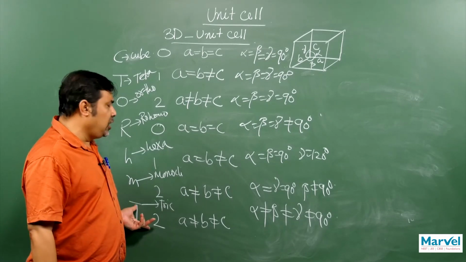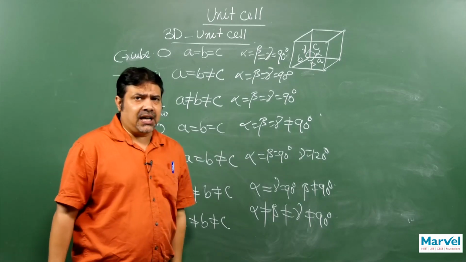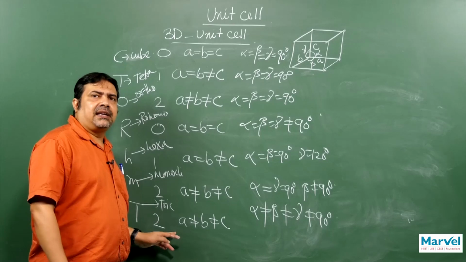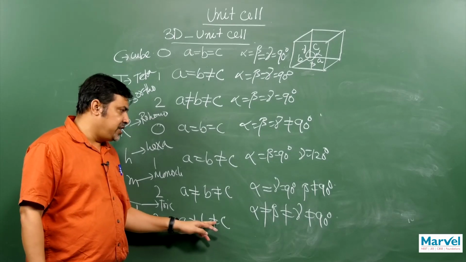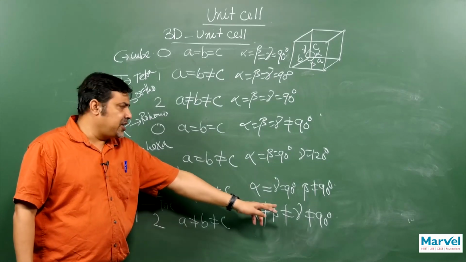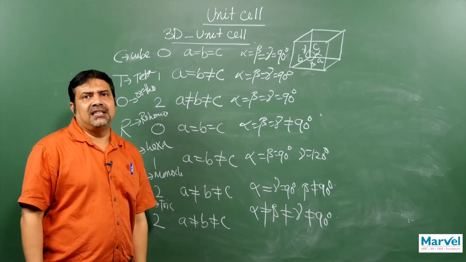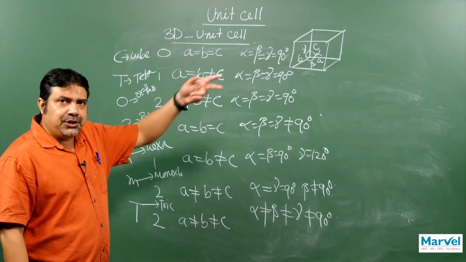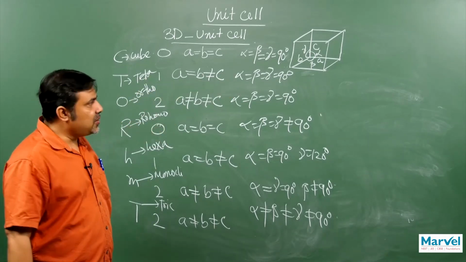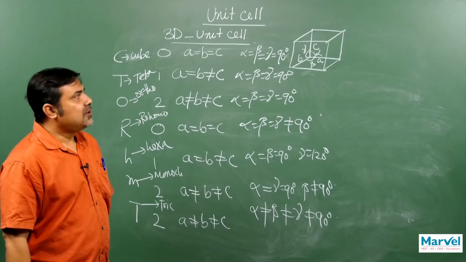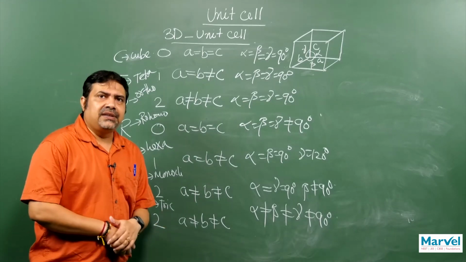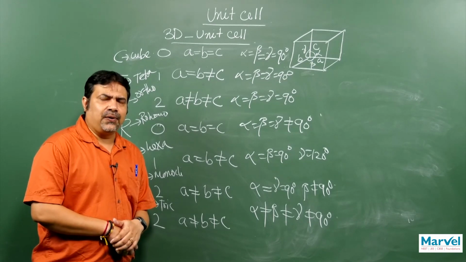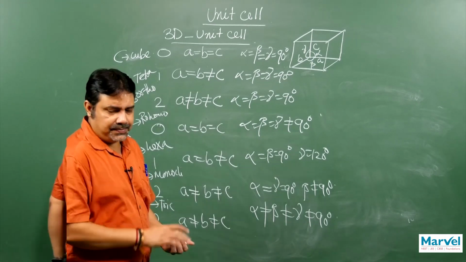And now if they ask which one is the most unsymmetrical? Triclinic. There is no similarity there. A not equals B, B not equals C, and alpha not equals beta not equals gamma, not equal to 90. That means the most unsymmetrical, triclinic, like the parallelogram in a 2D unit cell. So once you understand these things, then we will go to the different classifications of a unit cell. So let us focus on that.